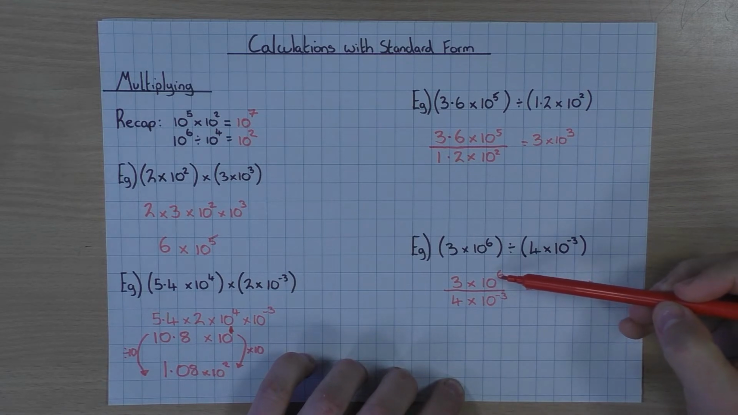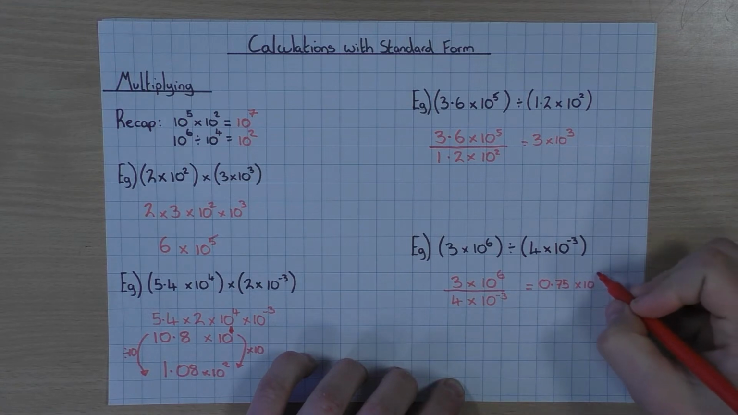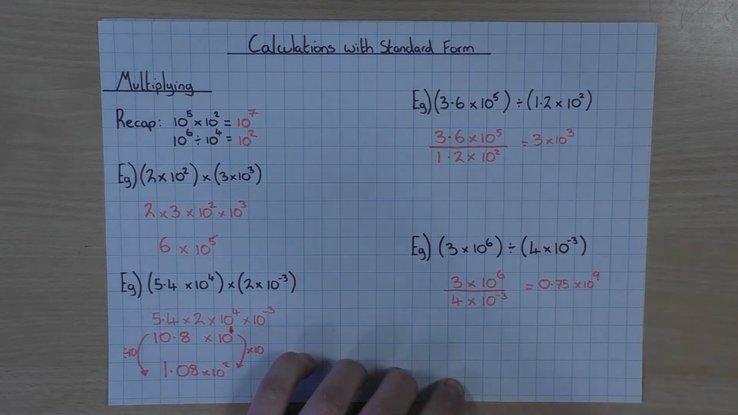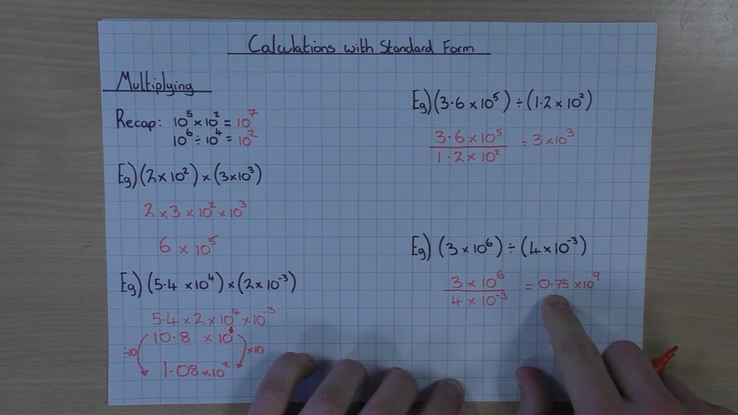Now I've chosen this example to illustrate a point here. 6 take away minus 3. I'm taking away a negative, and when you take away a negative, hopefully you remember, you add it. So it'll be 10 to the power of 9. And again, check that your answer is in standard form. Well, this isn't, because that's below 1. It needs to be between 1 and 10.